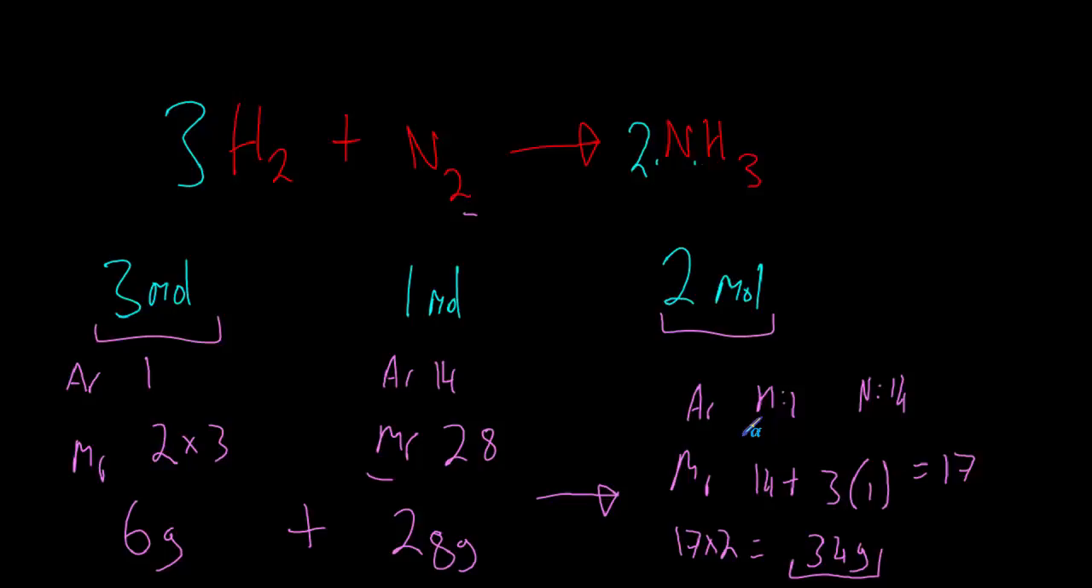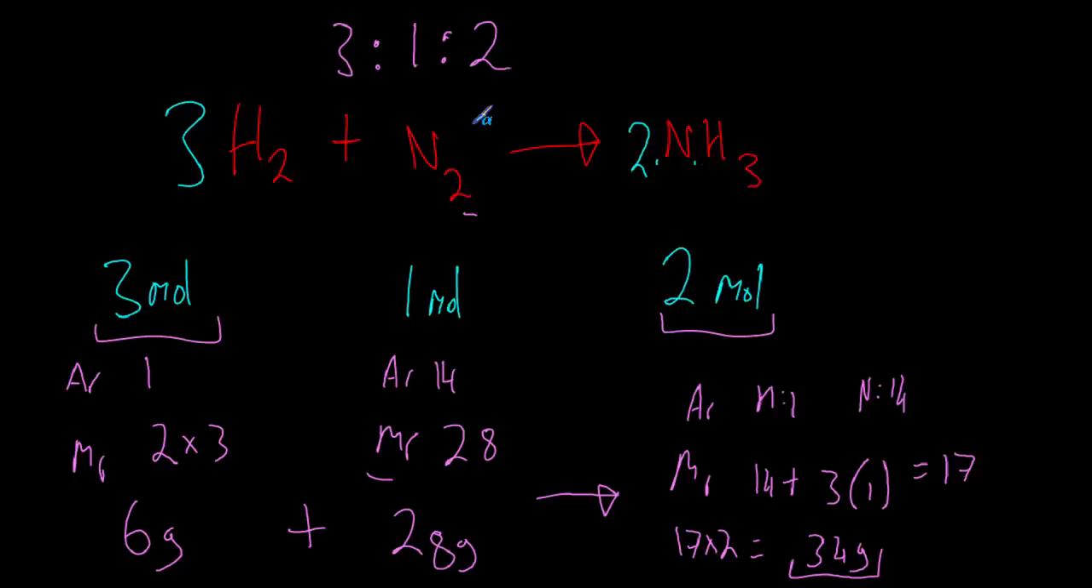And the most important point that you can take from this is that the ratio is the number of moles, not the mass in grams. Because we have 3 moles, 1 mole, 2 moles of hydrogen, nitrogen, ammonia. That ratio does not translate to the mass, because we have 6 grams, 28 grams, and 34 grams. That is not a 3 to 1 to 2 ratio. So when we're talking about the ratios, make sure that you remember that it is your number of moles.